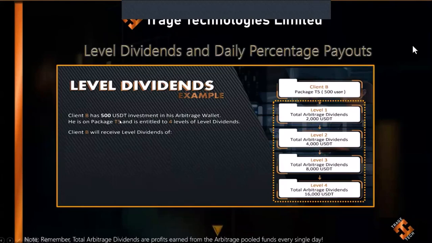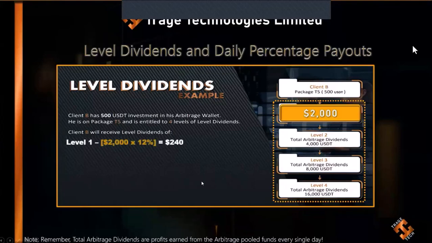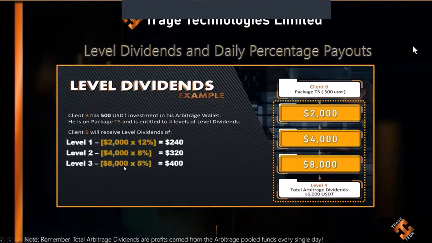So client B has $500, right? $500. They qualify for levels 1, 2, 3, and 4. That's it. Simple. $500. Boom. I qualify for 4 levels just by putting $500 in. That's easy qualification, right? Now what happens is level 1, 12% of 200, 240, 8% of 4,000, 320, 8,000, right?